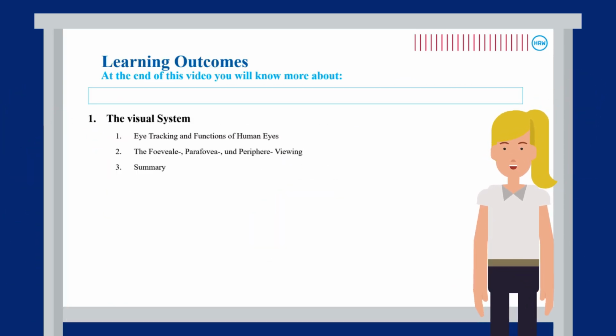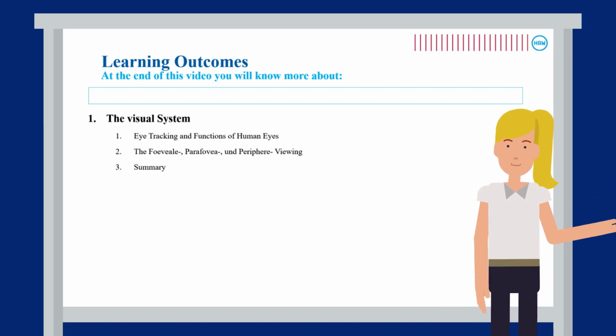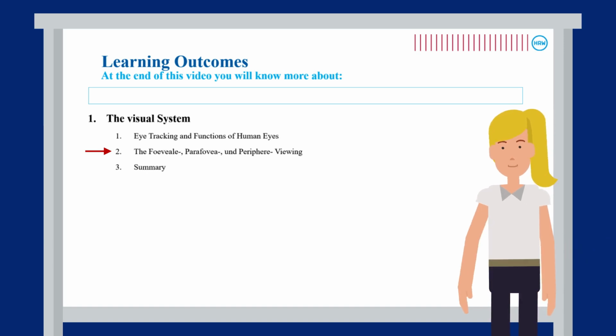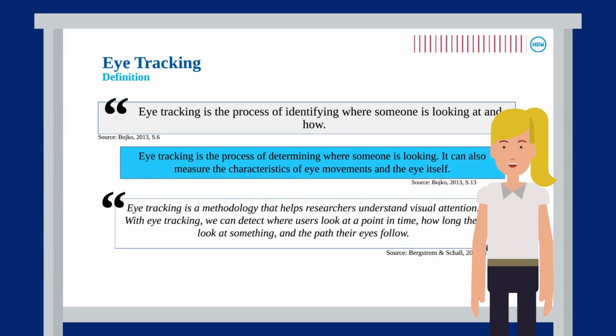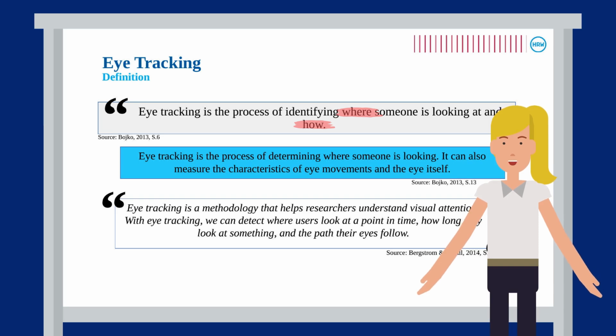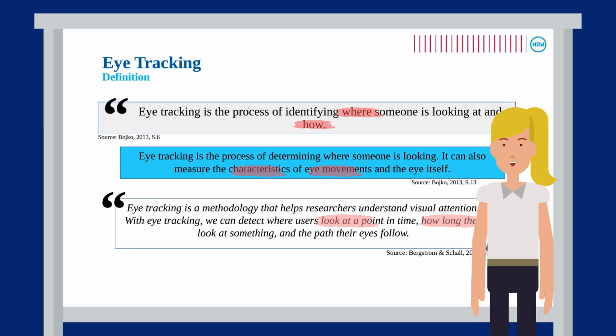Today, we explore the visual system focusing on eye tracking and how our eyes function. We'll cover the foveal, parafoveal, and peripheral viewing area and find out how eye tracking technology works. First, eye tracking identifies where and how someone looks. It measures eye movements and characteristics, helping researchers understand visual attention. This reveals where users focus, for how long, and the path their eyes follow.